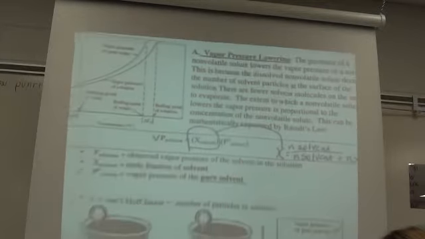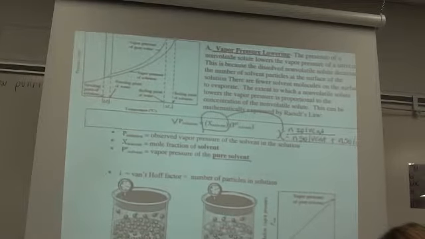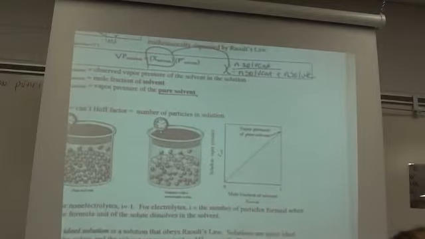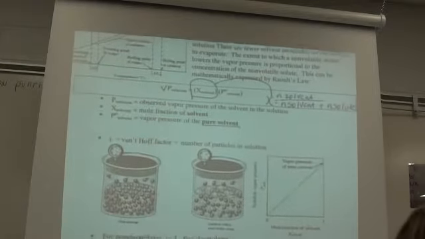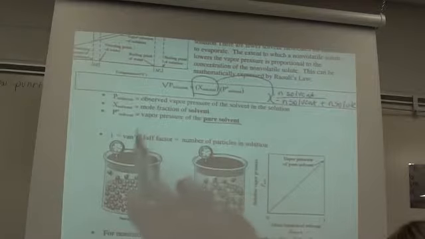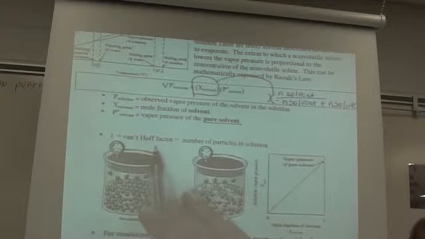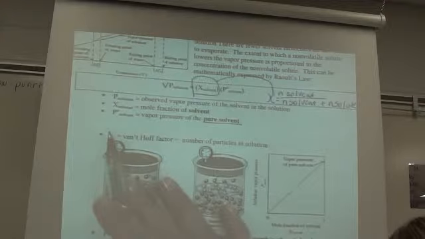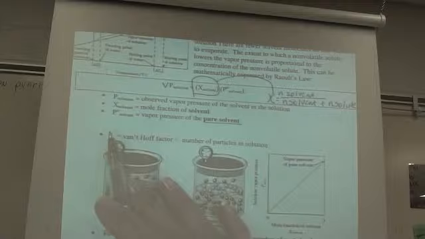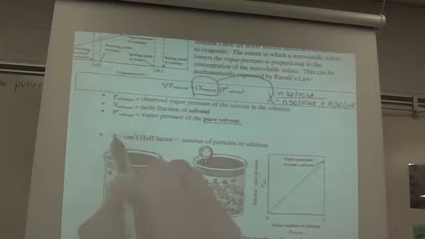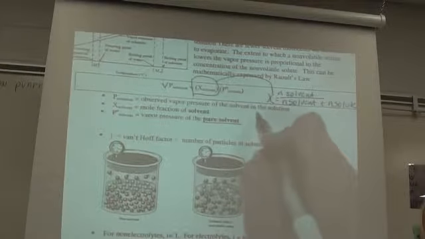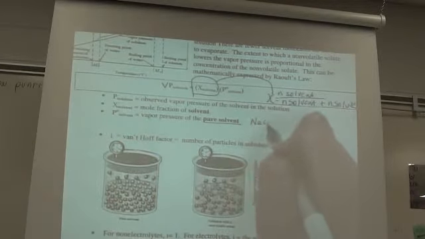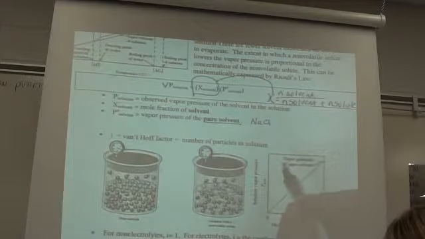Now, we need to talk about the number of particles that something can put into solution. The number of particles that can be put in a solution is called the Van 't Hoff factor. So here's what we're talking about. If you have NaCl in solution, what will happen to it?